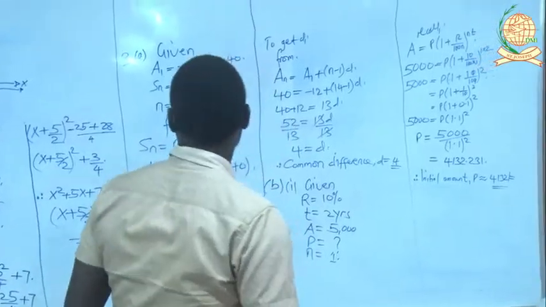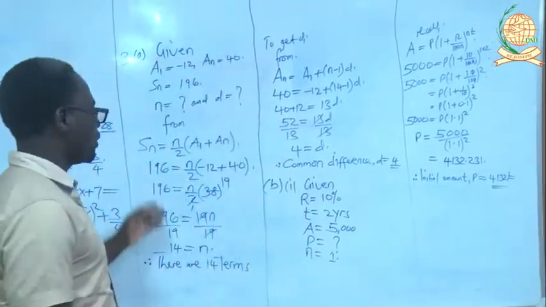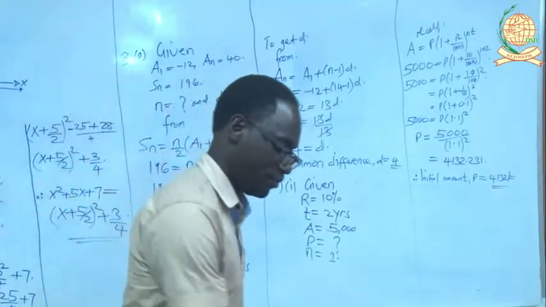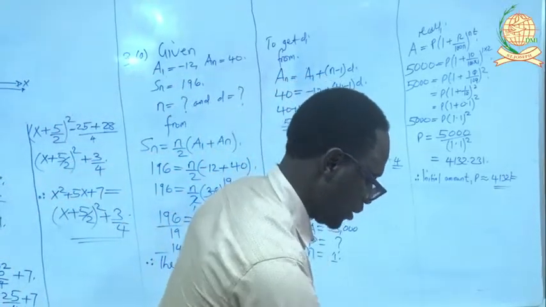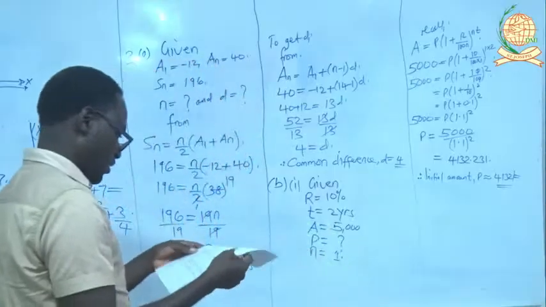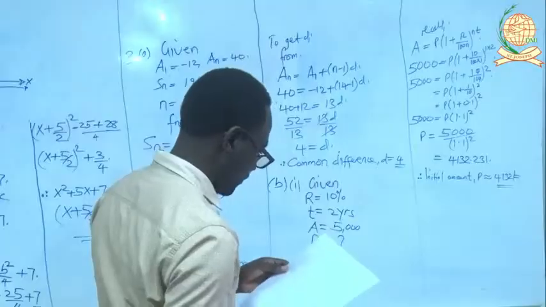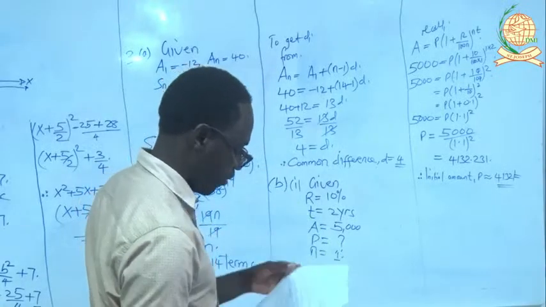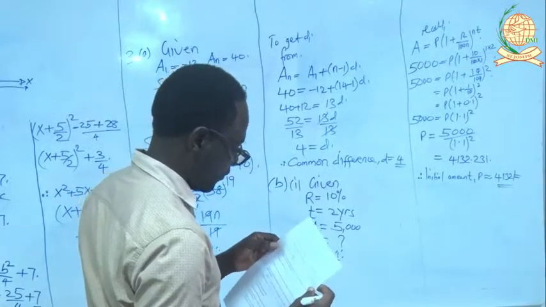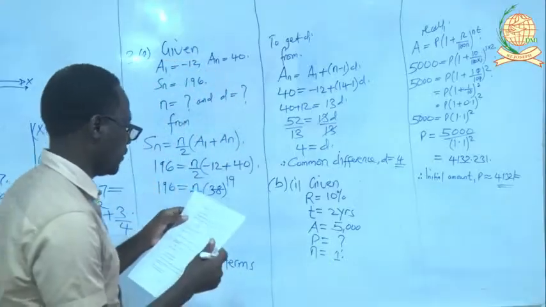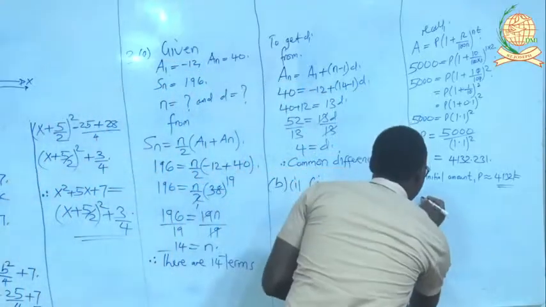Okay, that is question number 3B Roman 1. Then question number 3B Roman 2, we have this.